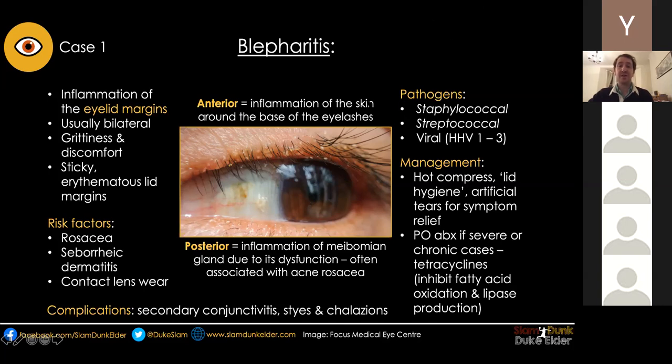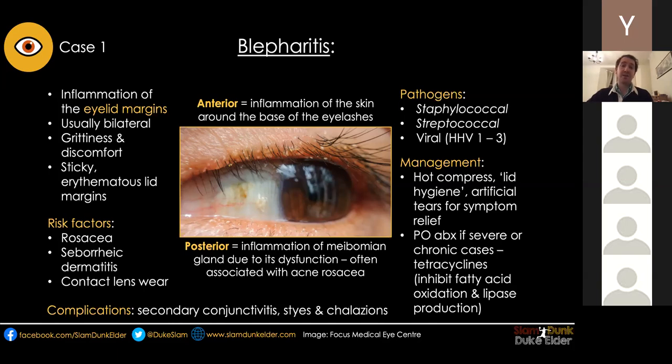Yes, of course. So this is a common infection, and a complication of this is conjunctivitis, so we'll come on to that a bit later. This is a very common thing for GPs, and we treat mostly conservatively, but we can give antibiotics if we need to. A risk factor, as I say, is rosacea and also contact lens wearers.